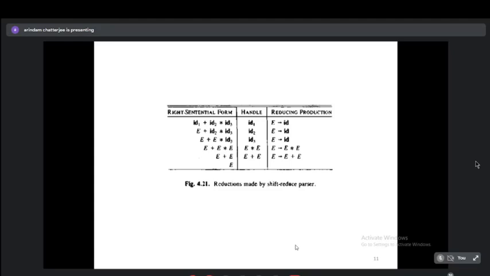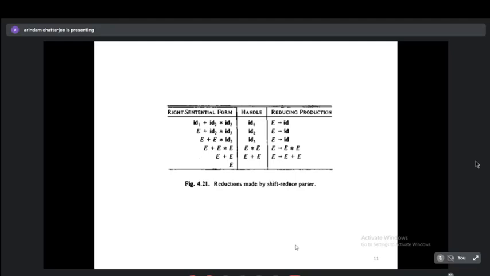If this is clear, most of the things will be very clear, but it's not very easy to understand. Am I clear? Is it fine? Yes, sir. Okay, you chose the handle ID1. Here the positional thing is clear by the numbering of the identifier itself, and you reduced it to capital E. So one step back, the right sentential form is E plus ID2 star ID3.